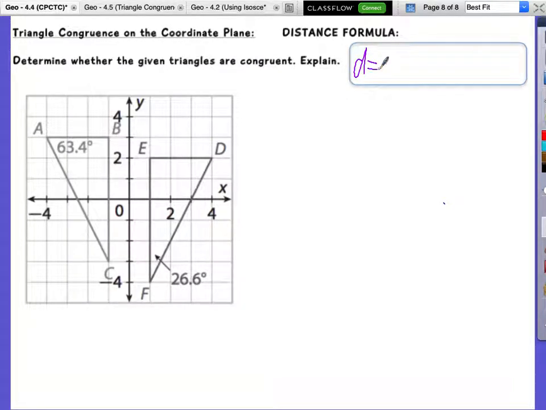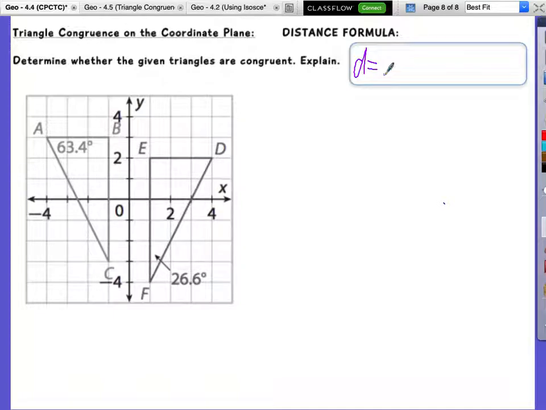D is equal to... Evan, you got this? Negative b plus... No, that's the quadratic formula. Oh, that's the wrong song. Can anybody help me with the distance formula? Noah? a squared plus b squared equals c squared. So that's the Pythagorean theorem.